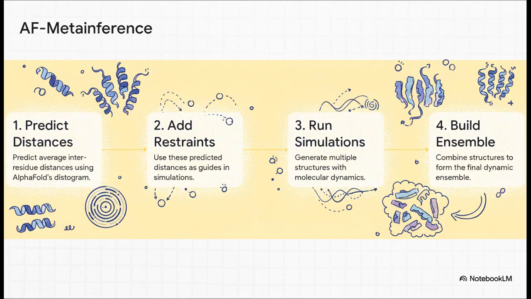So the workflow can be broken down into 4 steps. First, you use AlphaFold's distogram to predict those average distances. Second, you use those distances as flexible restraints in a simulation. Third, you run molecular dynamics simulations to explore all the possible protein shapes that fit those restraints. And finally, you collect all those shapes to build the full structural ensemble.